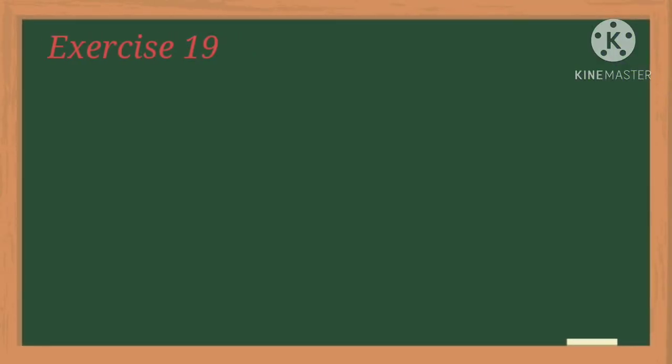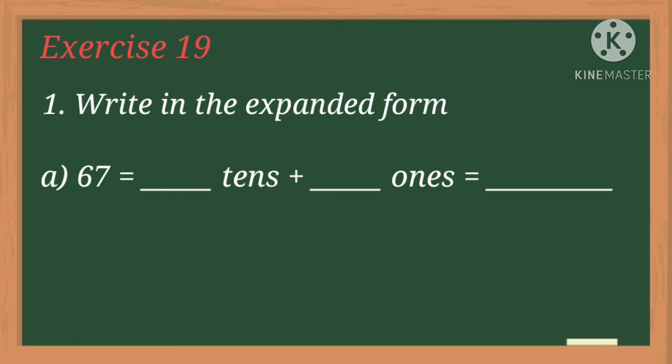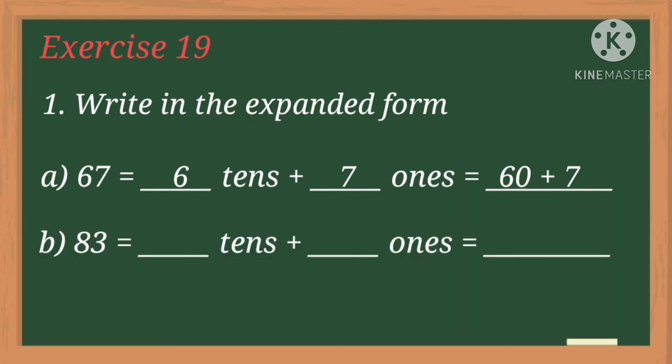Now let's solve exercise 19, which is write in the expanded form. 67 is written as 6 tens, 7 ones and also 60 plus 7. And the 83 is written as 8 tens, 3 ones or 80 plus 3. I hope you will solve the next question.